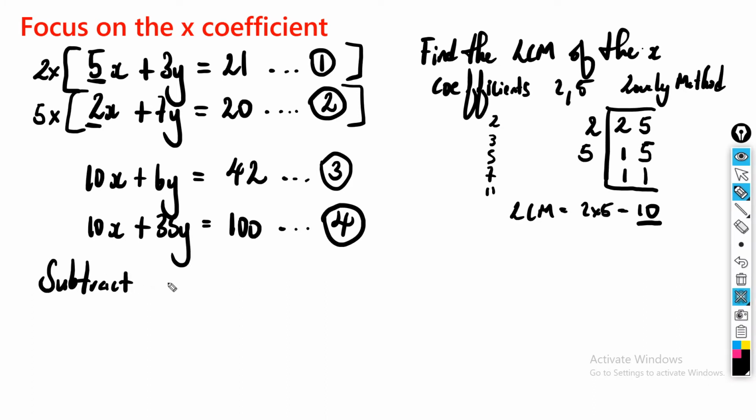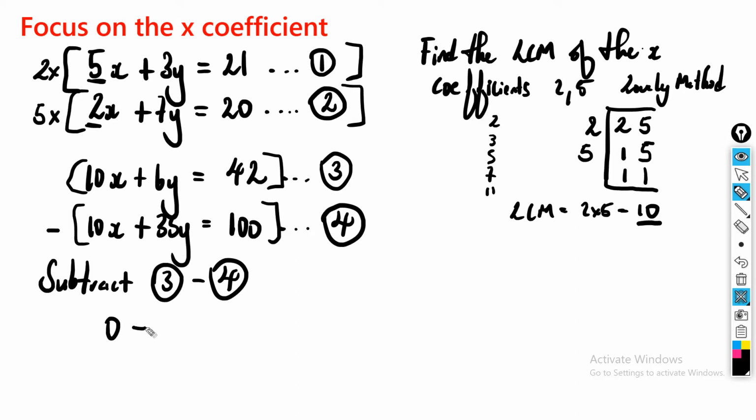We're going to subtract equation 4 from equation 3. So we're going to literally subtract this here from everything above it. Cool. So this 10x minus this 10x would give us 0. This 35y minus 6y would give us negative 29y. And then we would have 100 minus 42 would give us negative 58.